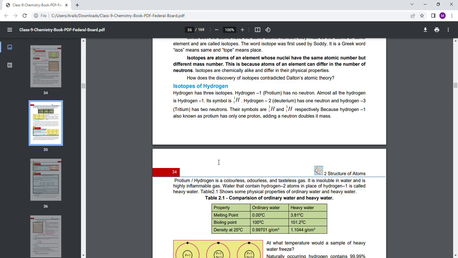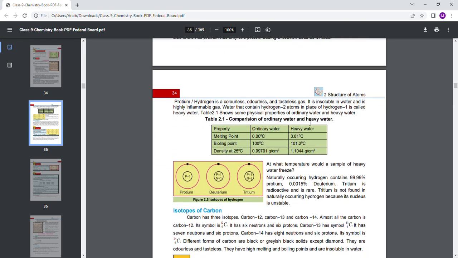Hydrogen has three isotopes. Hydrogen 1, protium, has no neutron. Almost all hydrogen is hydrogen 1. This is its symbol. Hydrogen 2, deuterium, has one neutron, and hydrogen 3, tritium, has two neutrons. The symbols of these are here respectively, because hydrogen 1, also known as protium, has only one proton. Adding a neutron doubles its mass.